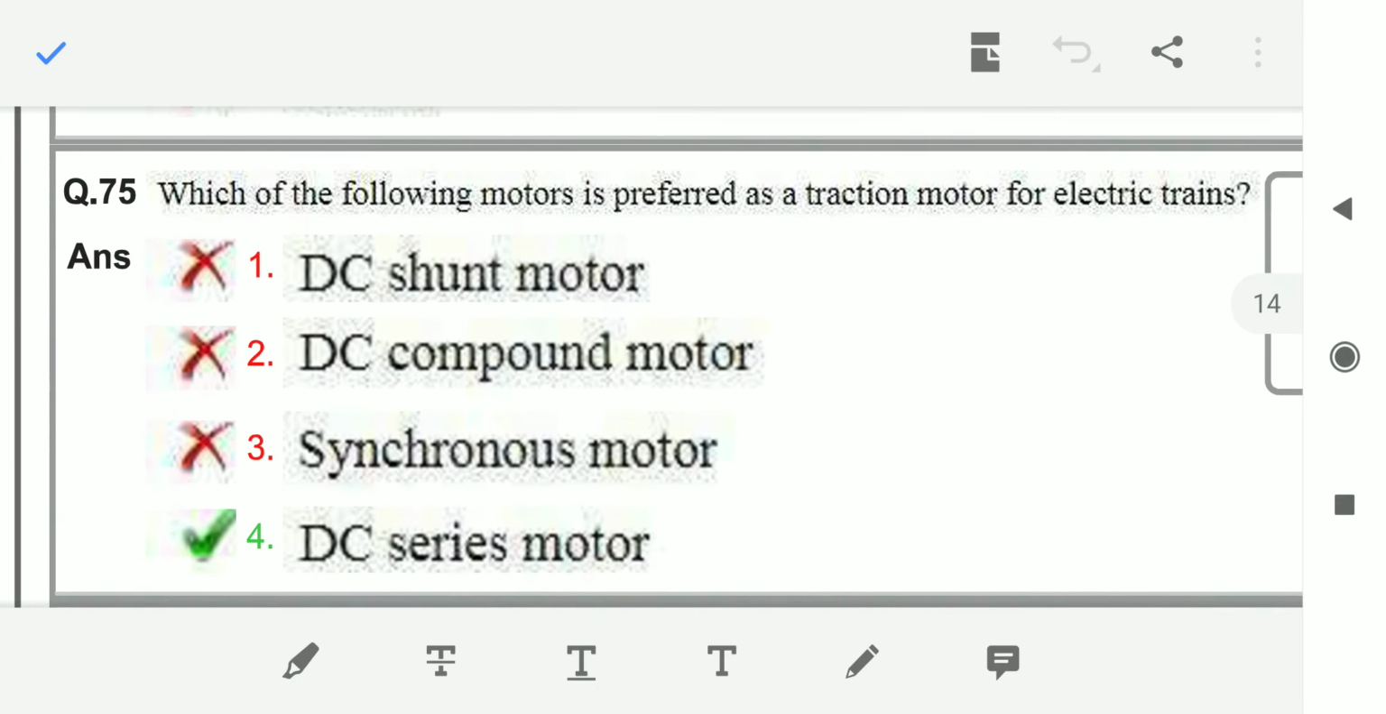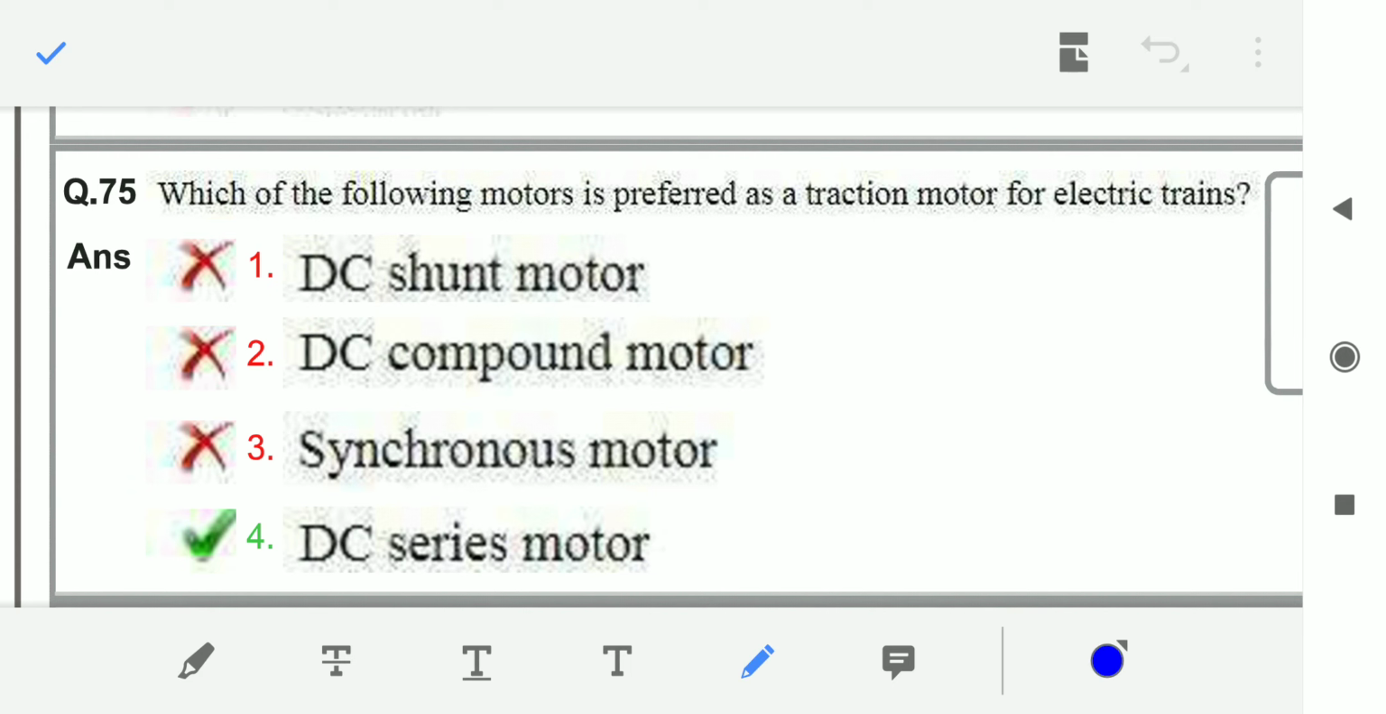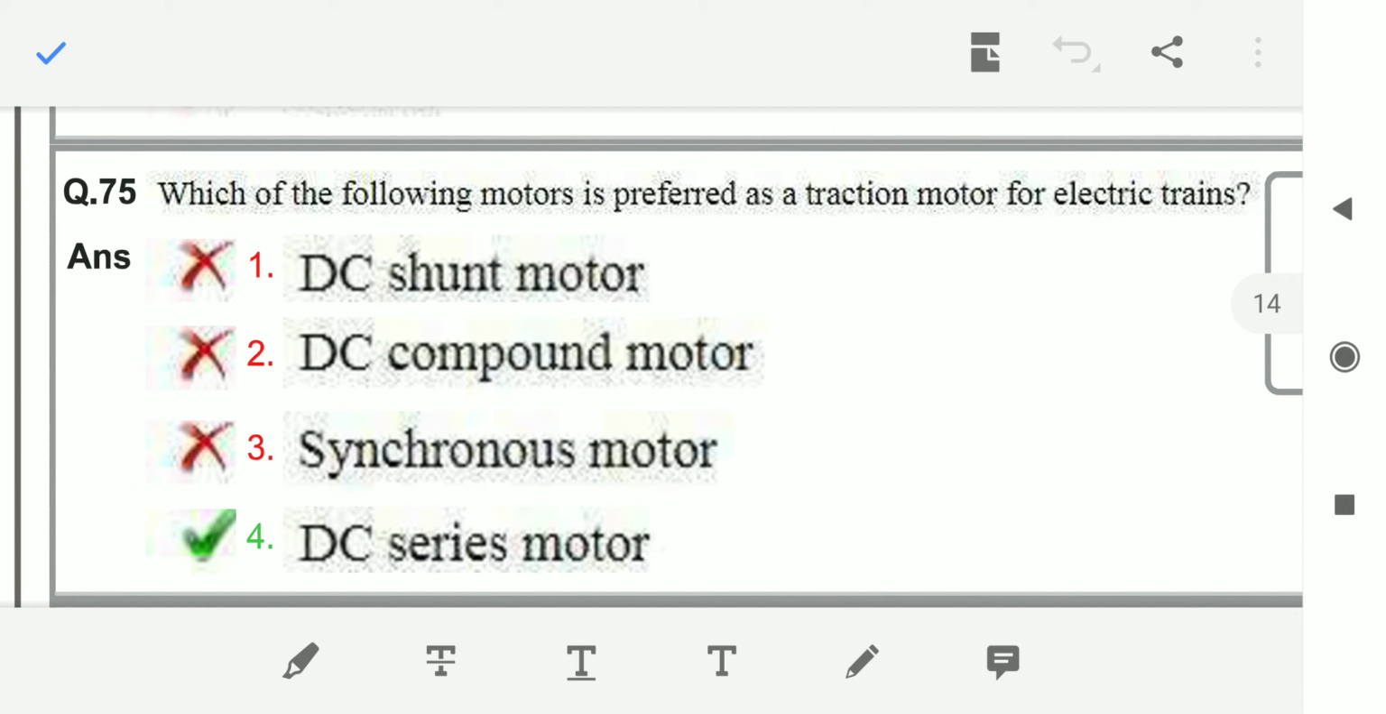Next, which of the following motors is preferred for traction motors for electric trains? The most repeated answer is the DC series motor. So by this, your 51 to 75 bits are over.